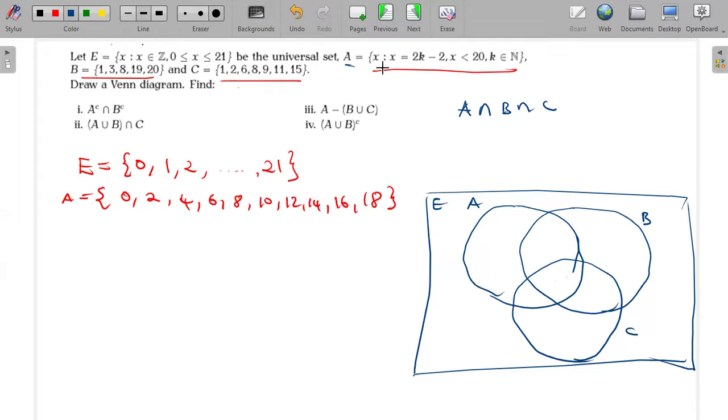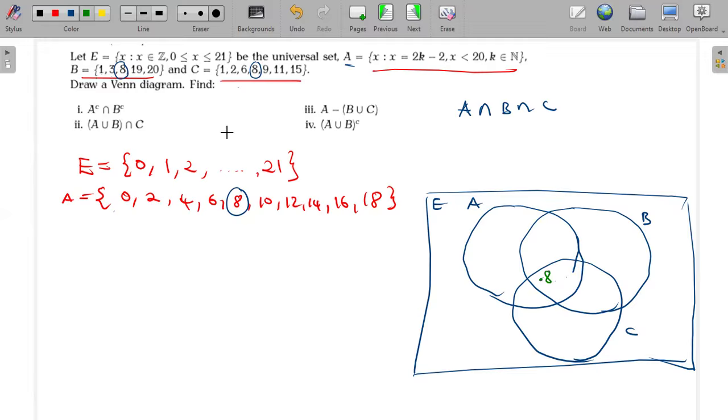You look at A, B, and C. In B we have 1, 2, and there you have 1, 2, but there's no 1 in set A. The 2 is there, but there's no 2 in B. So we skip that one. Which other ones are common? You see that 8 is there, and 8 there, and 8 there. So 8 is common in all of the sets. I'll list this as 8 there.